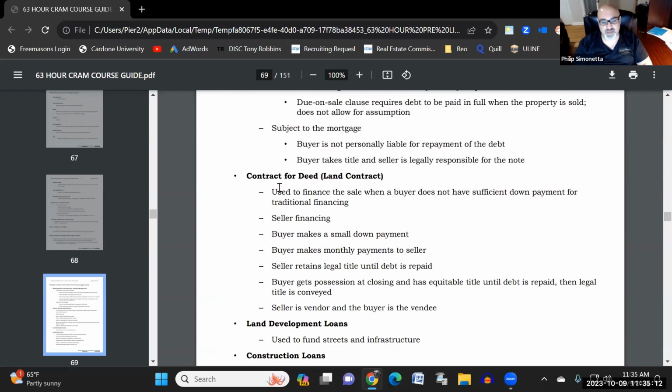Okay, so now you have a contract for deed. This is a land contract. This is used to finance the sale when a buyer does not have sufficient down payment for traditional financing. There will be seller financing. So the buyer makes a down payment. The buyer makes monthly payments to the seller. The seller retains legal title until the debt is repaid. Buyer gets possession at closing and has equitable title until the debt is repaid. Then the legal title is conveyed. Okay, so the seller is the vendor, the buyer is the vendee.